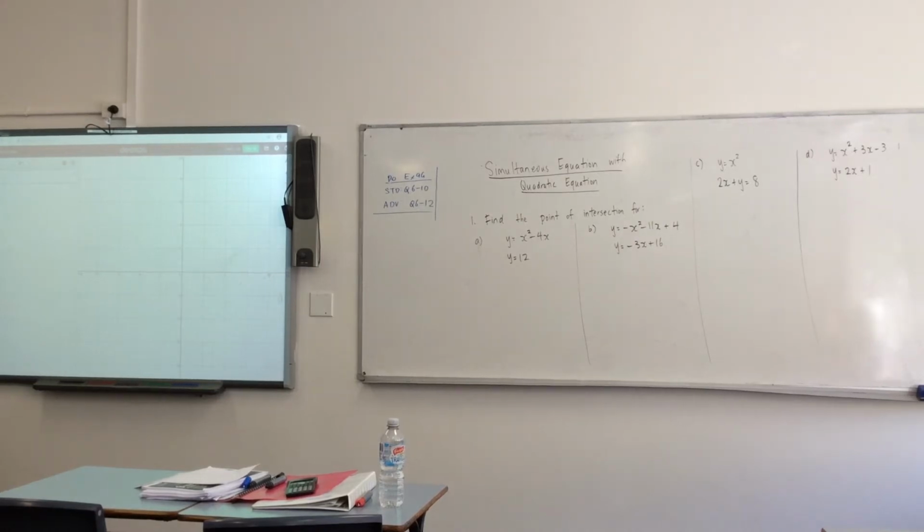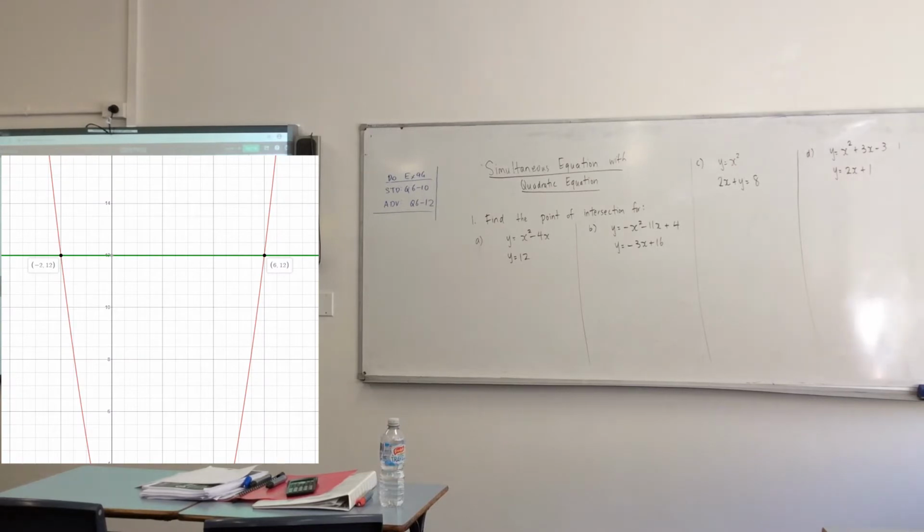So on the first question, it says find the point of intersection of y equals x squared minus 4x, as you can see on the smartboard. Now, the second one is y equals 12. So girls, can you see up here the two lines, so the two graphs intersect at those 2 points, minus 2 and 12, 6 and 12. So I've drawn up those two equations up on the smartboard, okay?